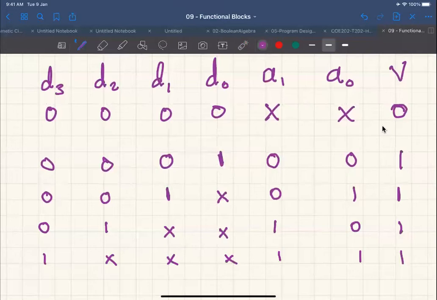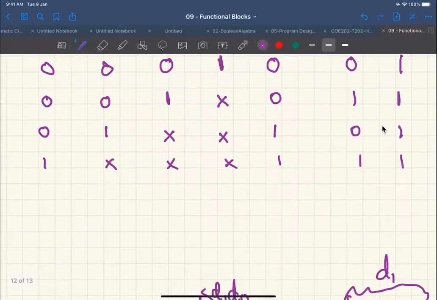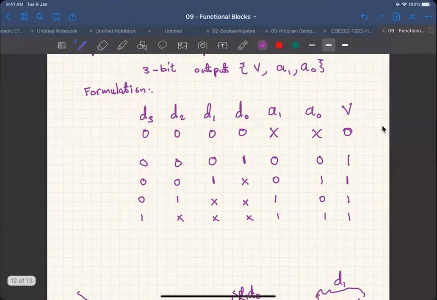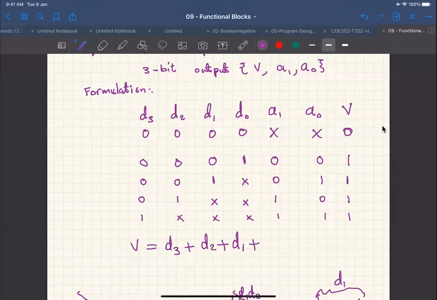Yeah. So it is 0 when all the inputs are 0, and 1 otherwise. So it's the OR basically. Or you can say, well, it's max term number 0. So my V is simply D3 ORed with D2 ORed with D1 ORed with D0. Okay. This will tell me whether the input is valid or not.